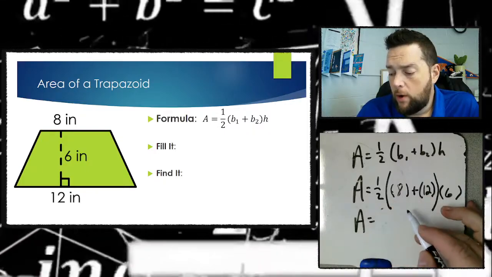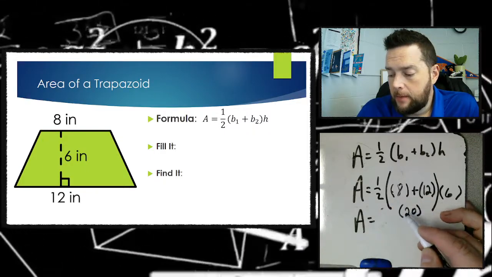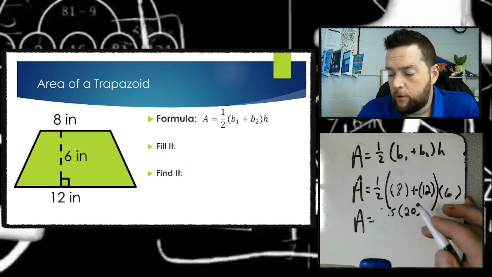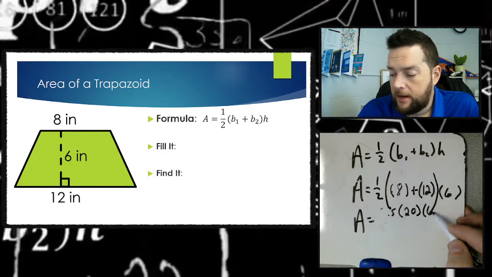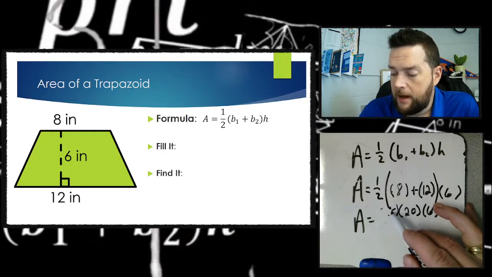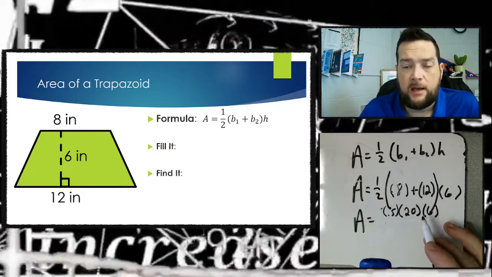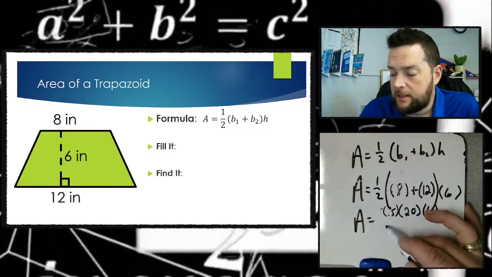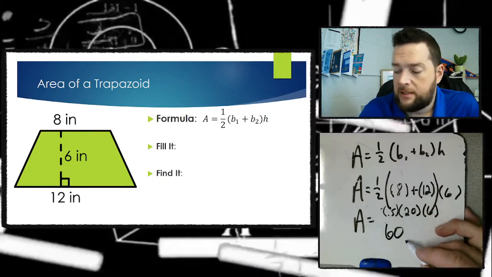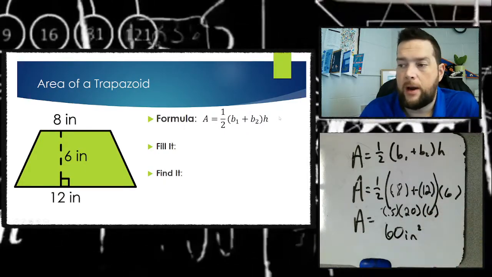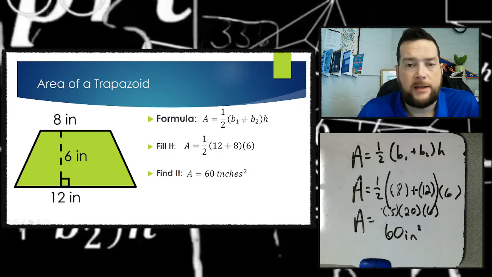Now PEMDAS tells us I have to simplify a parentheses first. I've got 8 plus 12, which is 20. And then I've got 1/2, which is 0.5. And then we've got 6 over here. So I simplified my expression. It's 0.5 times 20 times 6. Half of 20 is 10, and 10 times 6 is 60. So this would be 60 inches squared as our answer.